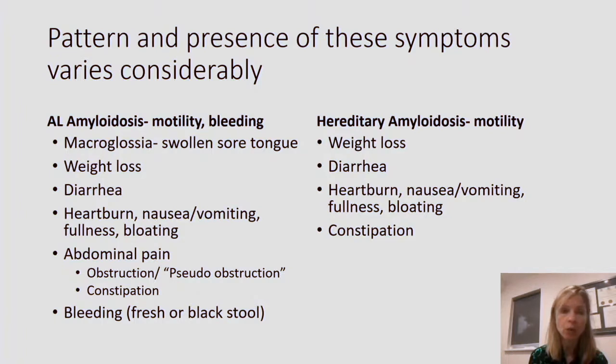In AL amyloidosis, weight loss, diarrhea, gastric emptying problems, or heartburn, nausea, vomiting are a problem. These patients can also present with abdominal pain either due to constipation or they are slightly more at risk of this pseudo-obstruction or obstruction because of the potential to cause abnormal deposits in the bowel wall. Bleeding can also occur. In hereditary amyloidosis, the more common symptoms are weight loss, diarrhea, again the gastric emptying problems and heartburn and constipation.